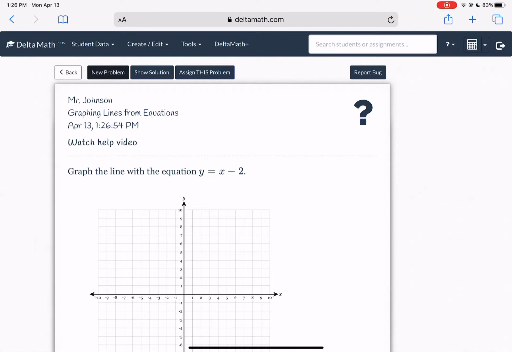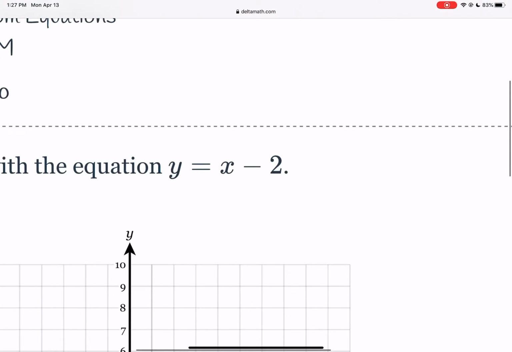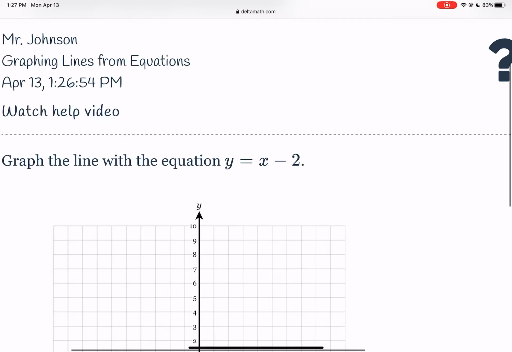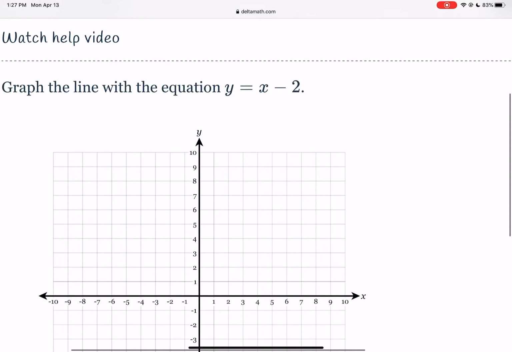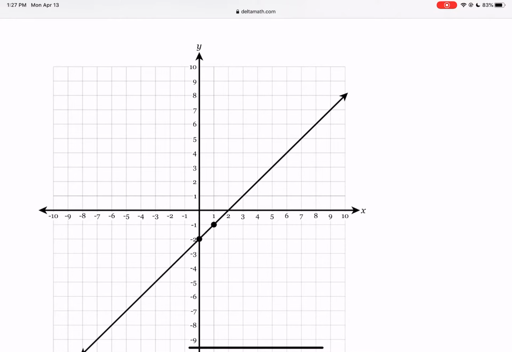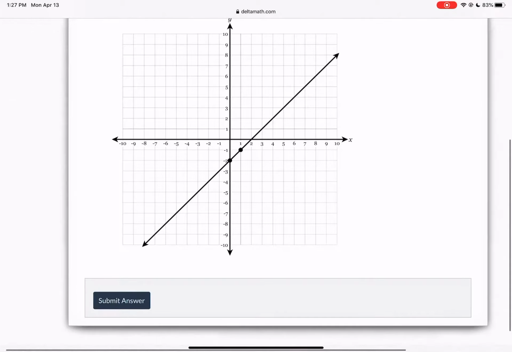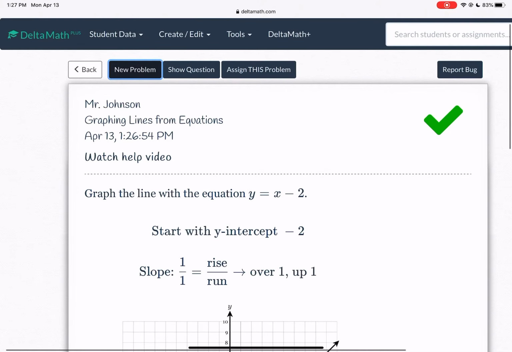Here we go. If there's nothing written in front of your x, that means your slope is 1 over 1. So up 1, right 1, up 1, right 1. So starting at -2, up 1, right 1, up 1, right 1, right? And there's my positive slope. Yay, got it right.